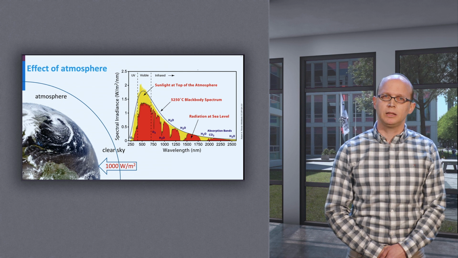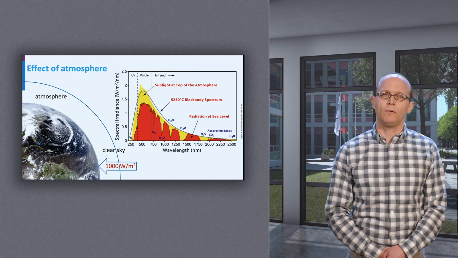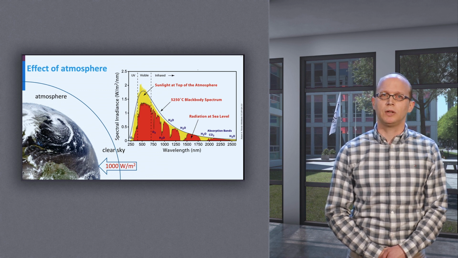Under a clear sky, the maximum incident irradiance is about 1000 watt per square meter. Of course, when it's cloudy, the irradiance is much lower, depending on the thickness of the cloud coverage.